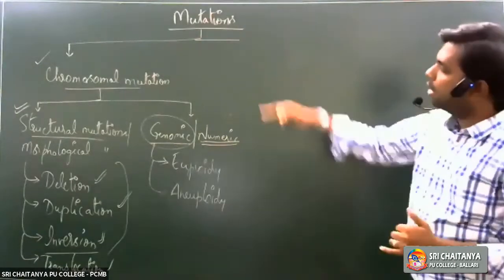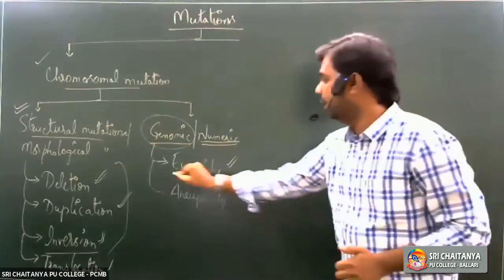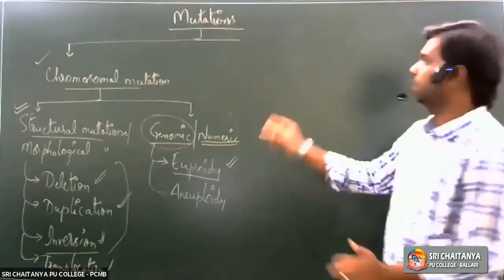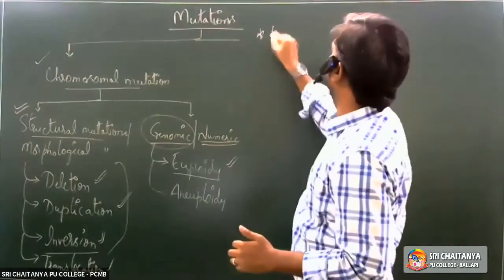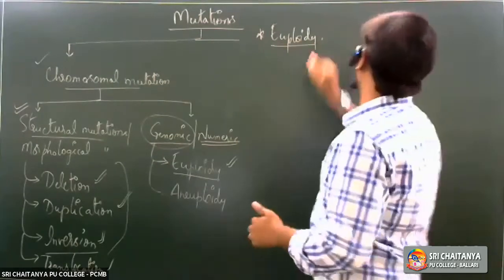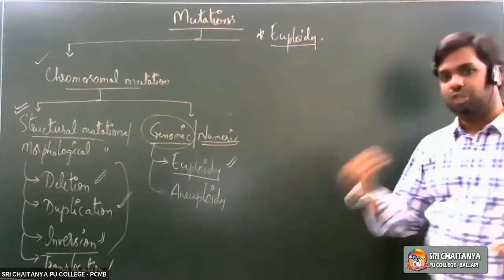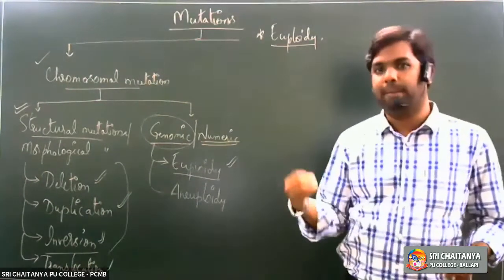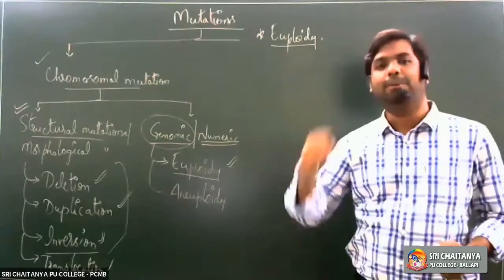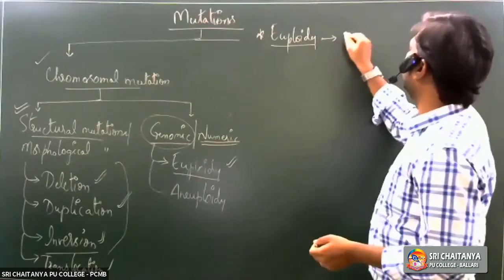Right? Now, under numeric mutations, I said there are 2 different categories. One is called euploidy and the other one is called aneuploidy. So let us begin with euploidy first. What happens in this? In euploidy, there is a change in the chromosome number by 1 complete set.